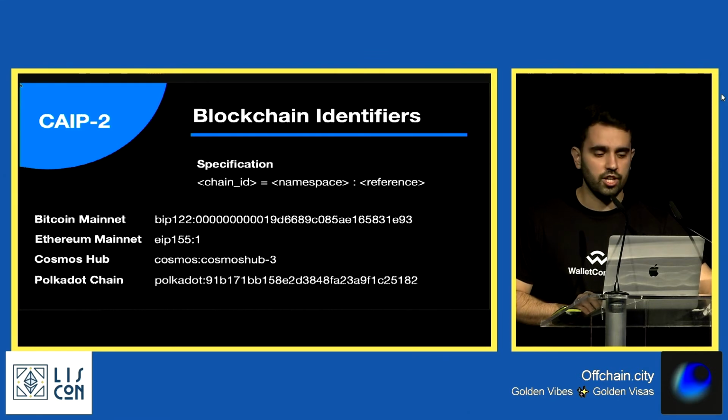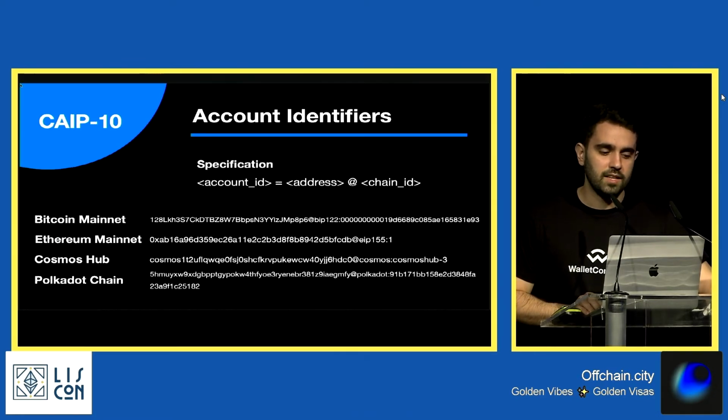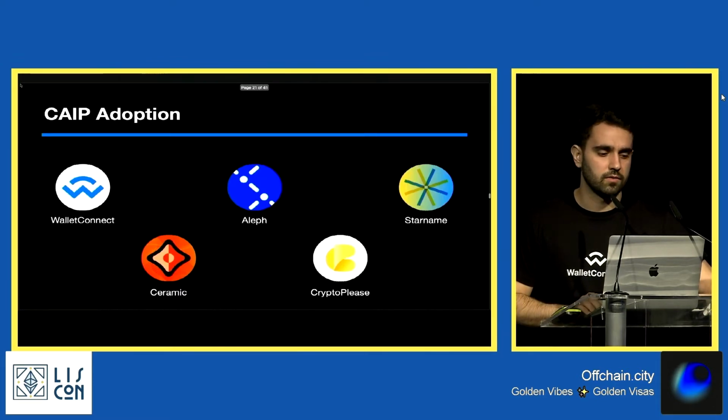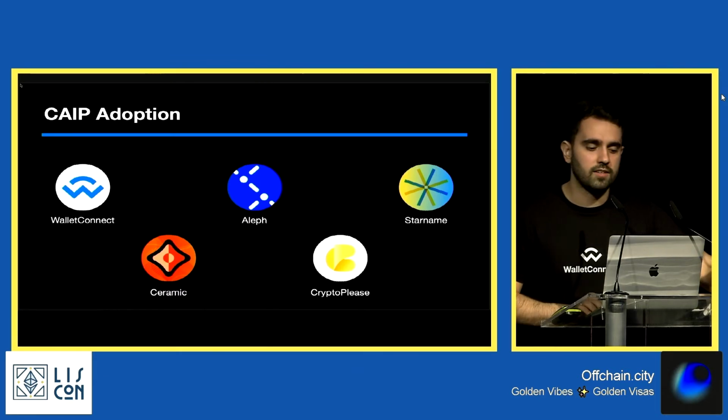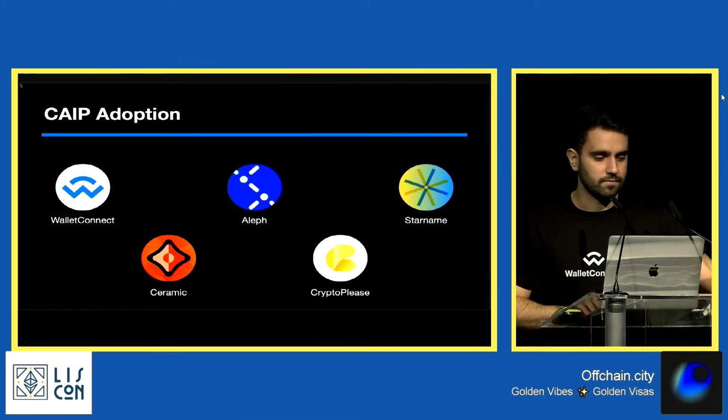We started with blockchain identifiers, where we created namespaces and different blockchain references to identify different chains and different ecosystems. And then we expanded this to account identifiers, where we ended up appending the blockchain to the accounts. And the CAIP adoption has grown immensely. A lot of projects have already implemented these patterns, which means that WalletConnect 2.0 will be fully interoperable with these projects from day one.